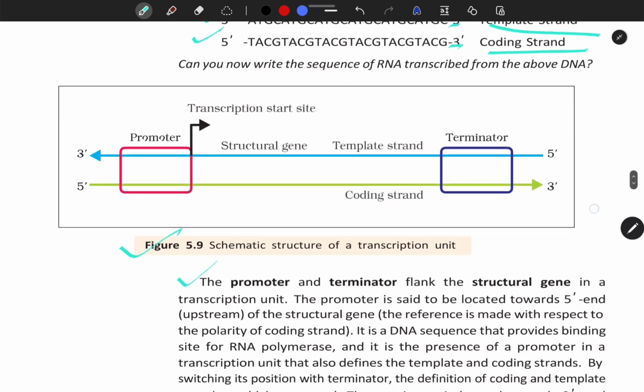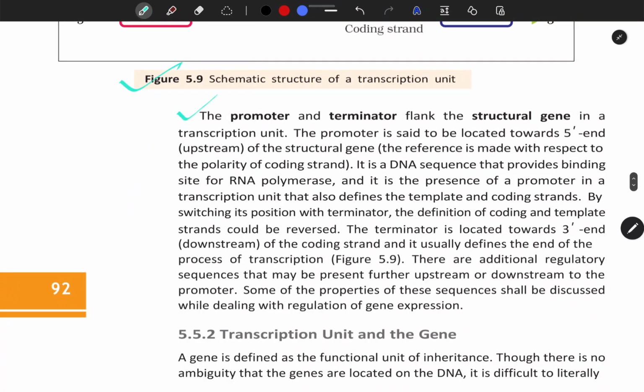The promoter and terminator flank the structural gene in a transcription unit. The promoter is said to be located towards the 5' end, that is upstream of the structural gene. The reference is made with respect to the polarity of the coding strand. It is a DNA sequence that provides the binding site for RNA polymerase, and it is the presence of a promoter in a transcription unit that also defines the template and coding strands.